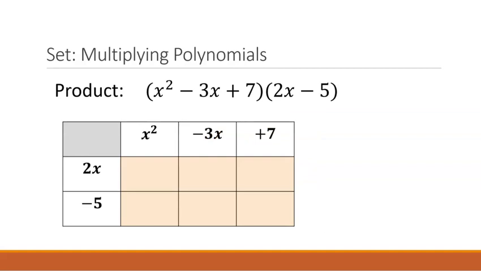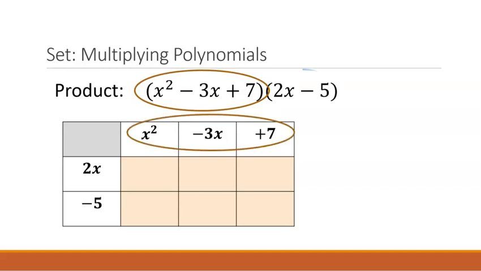Another method for multiplying polynomials is the use of the box. In this case, our example is more complicated. We are being asked to multiply a trinomial times a binomial. In this case, the box will have to have a length of 3 and a width of 2 to account for all of the terms in the original expressions that are being multiplied together.